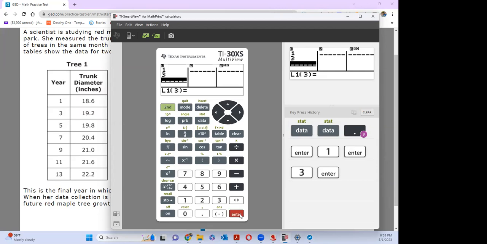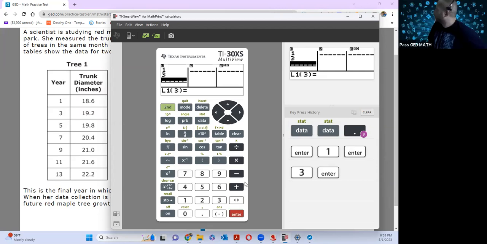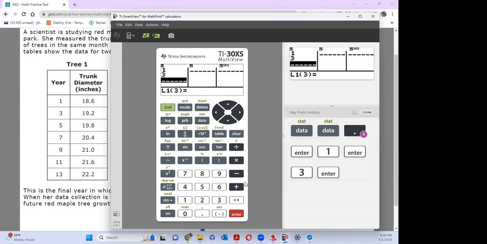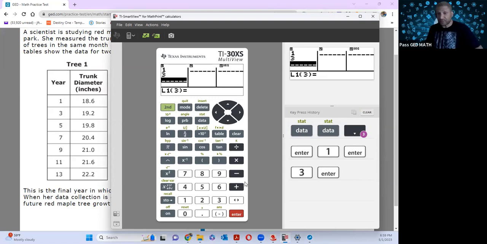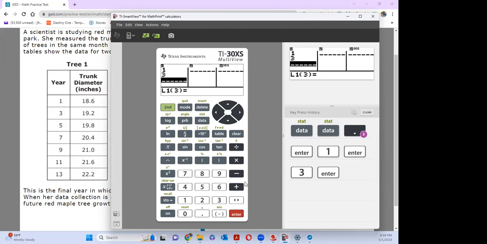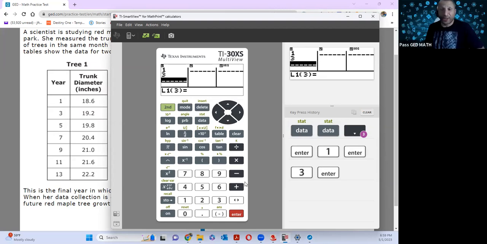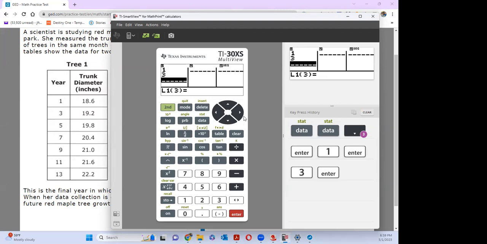Wait, you press 1, Enter, and 3, and you're going to press what? Enter. 1, enter, 3, enter. Okay. Got it. So in your first column, you should have 1 and 3. Yes. Hit your right arrow.